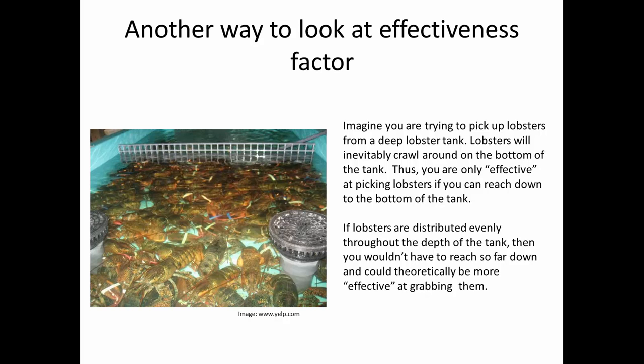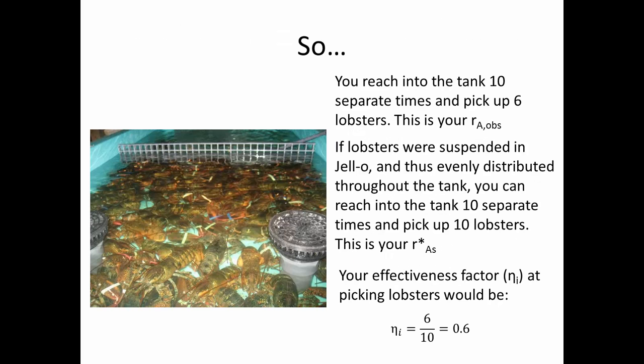So one way to think about what effectiveness factor is, is if you imagine yourself trying to pick up lobsters from a deep lobster tank. Lobsters are going to crawl around on the bottom, and they might crawl around each other. They're going to often stay away from your grasping hands. You're only effective at picking up lobsters if you can reach down to the bottom of the tank. If lobsters, however, are distributed evenly throughout the depth of the tank, if they're resuspended in jello or something, then you wouldn't have to reach so far down, and you could theoretically be more effective at grabbing them.